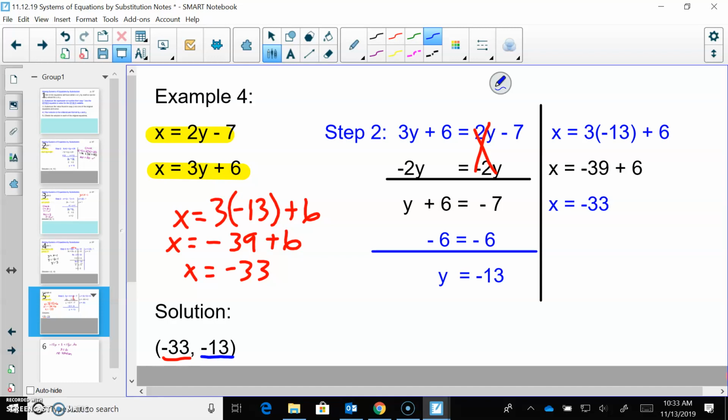They will have a quiz on Friday over substitution and elimination. So hopefully they can look back at this and that'll help them prepare for their quiz on Friday.